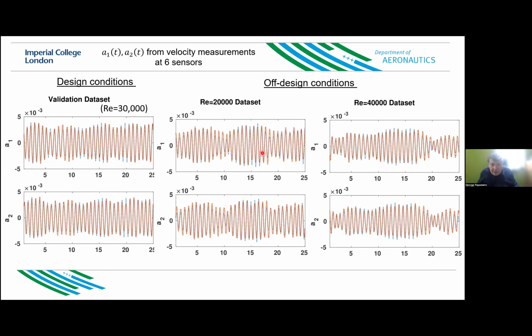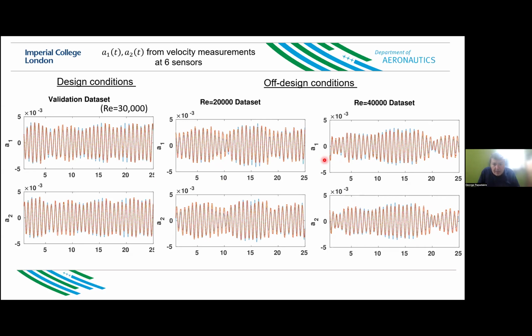So what you can see here in the middle and on the right are the results of A1 and A2. So these are the two modes. So the temporal variation of A1 and A2 for two data sets, 20,000 and 40,000. And you can see that in these cases, the only information that I give is the value of the velocity at 6 sensor points, okay? And you can see that I can get very well the fluctuation frequency and also the fluctuation amplitude for off-design conditions. So that opens the way to do some real-time, and this is all real-time, okay?